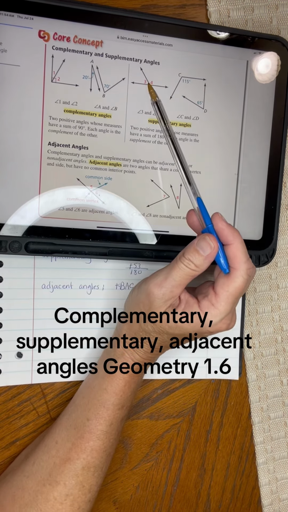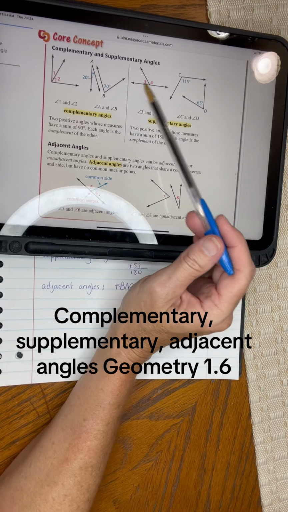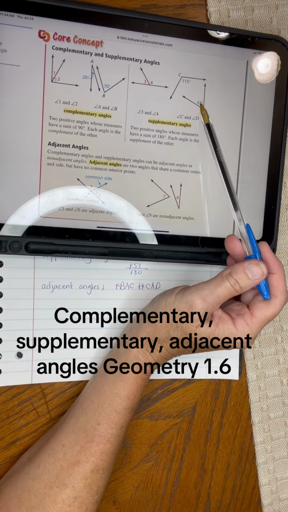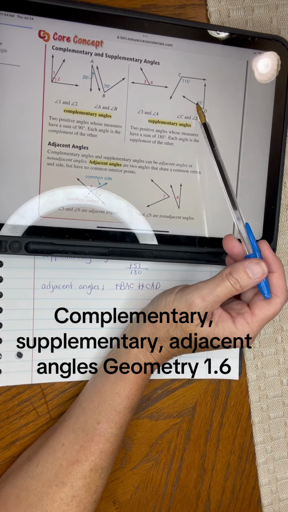3 and 4 create a straight line with these opposite angles, or a straight angle. So that is supplementary angles. And then 115 added to 65 is also 180 degrees. So these are supplementary angles.